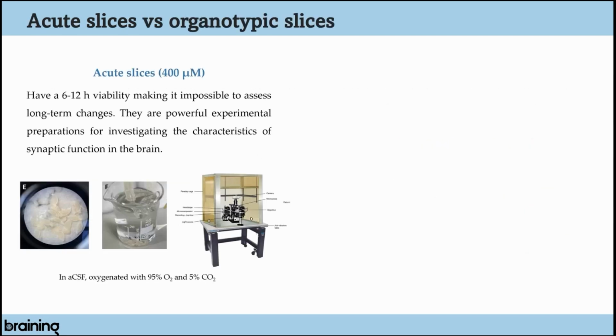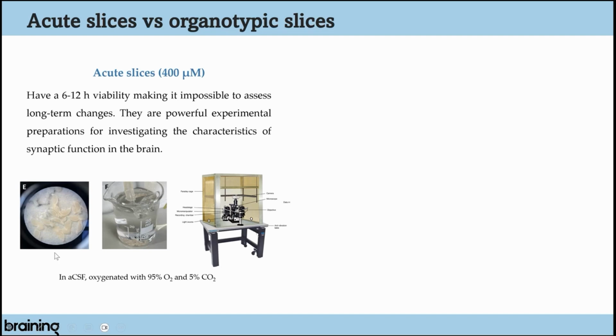There are two known types of slices, the acute ones and the organotypic. Acute slices usually have a 6 to 12, let's say an average of 8 hours viability, making it impossible to assess long-term changes in a system. They are considered powerful preparations for investigating the characteristics of synaptic function in the brain.